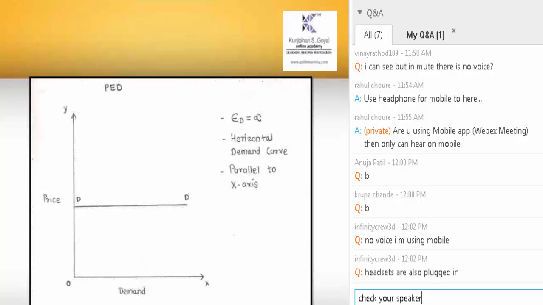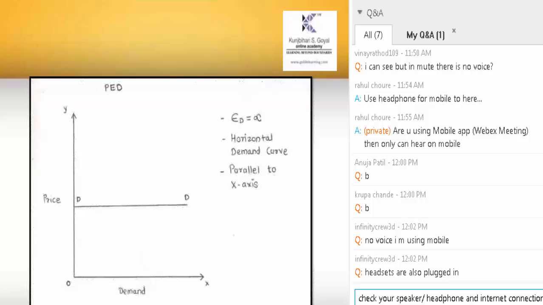Yes, perfectly elastic demand. Can you see on the y-axis we have price. Why do we have price on the y-axis? Simply because price is the independent variable. Whenever you draw a diagram, the independent variable is always on the y-axis, right? And demand is on the x-axis, which depends on price. It is a dependent variable. You have price on the y-axis and demand on the x-axis. Whenever you draw a diagram, make sure you draw it like this.